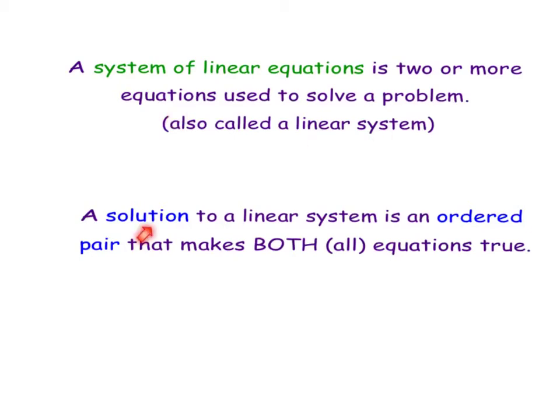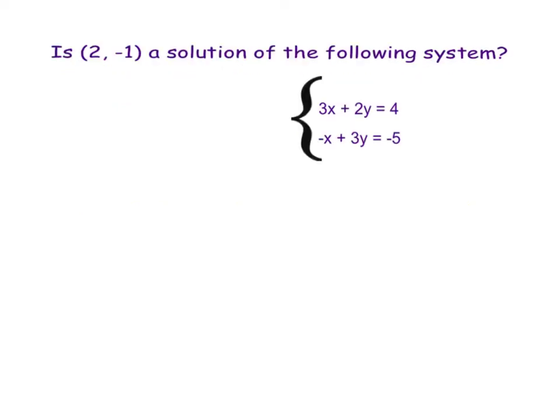A solution to a linear system is just like to an equation. It's an ordered pair, but in this case it has to make both equations true. I have that word "all" there because sometimes a system has more than two equations, so it has to make all of the equations in that system true. So the first thing that I want to point out to you is how you can check. So is (2, -1) a solution? You can't just check it in one, you have to check it in both. It has to be true for both of them before it is a solution to the system.